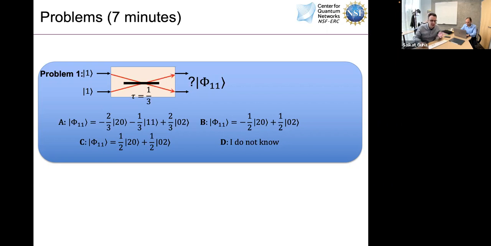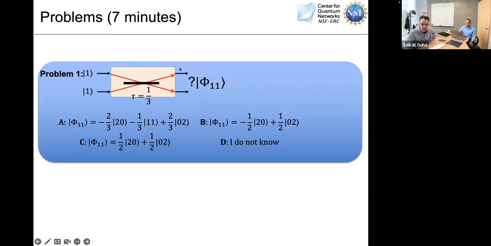Now, you have essentially all of the math to start building interferometers yourselves. What I ask you to do for this problem, I say here 7 minutes, it might take less than that, is try to find what happens if I input into a non-balanced beam splitter a Fock state number 1 and a Fock state number 1 on the second mode. Now tau is equal to 1/3, not equal to 1/2. Okay, let's see the results.